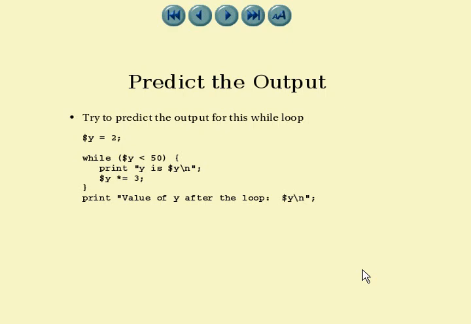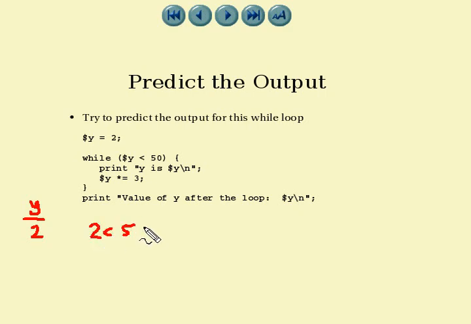Alright, so let's take a look. Let's try to predict the output, and then maybe we'll take a look at a couple of examples typed out. Predict the output for this while loop. The idea here is that we start out with y equal to 2. Let me just keep track of this. So y is equal to 2 to start. Then we enter the while loop, and we ask the question, is 2 less than 50?